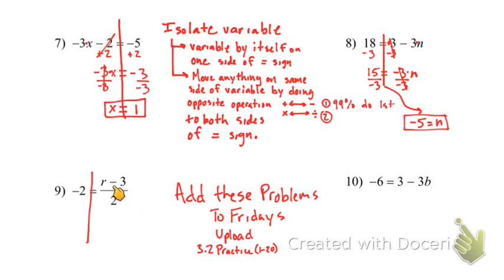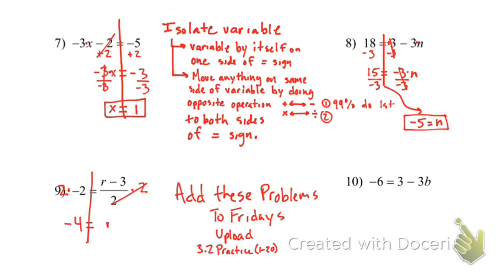Okay? So we know negative 3 and 2 have to disappear. But in this case, we've got to get rid of the 2 here. And what's the 2 doing? It's actually dividing. How do I get rid of something that's dividing? We multiply. And what you do to one side, you do to the other. These 2's cancel out. We do the math on the left. 2 times negative 2 is negative 4.